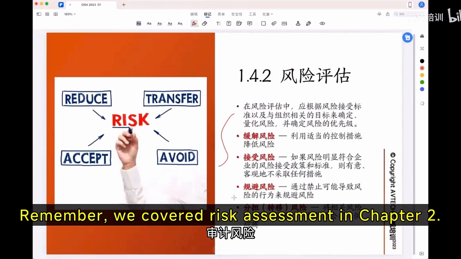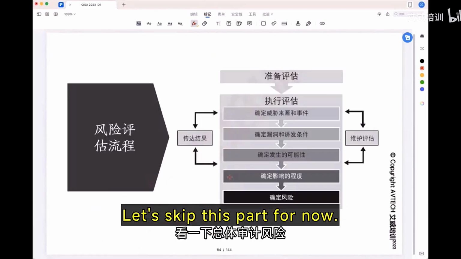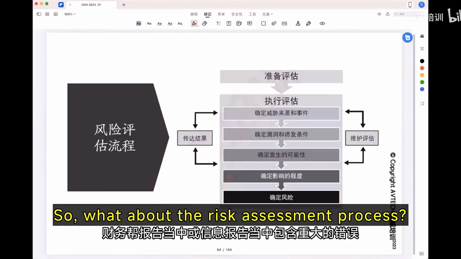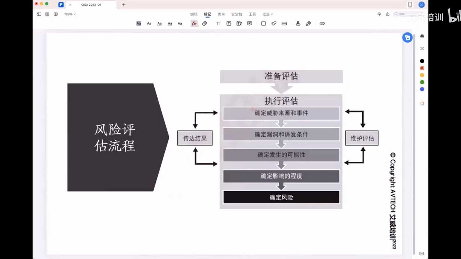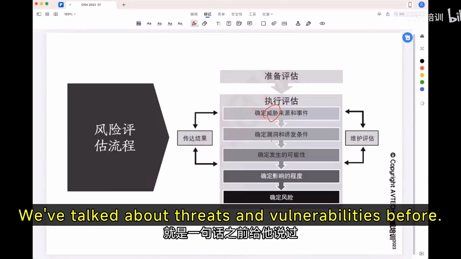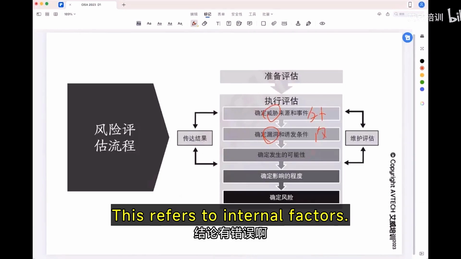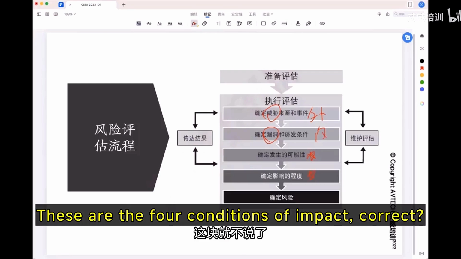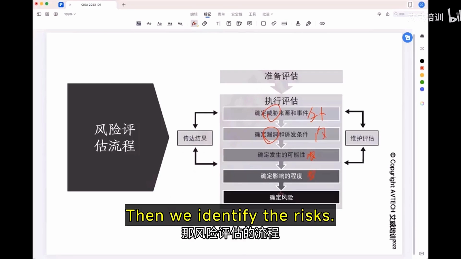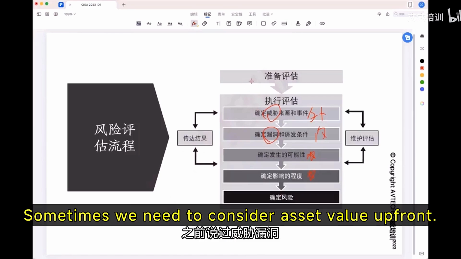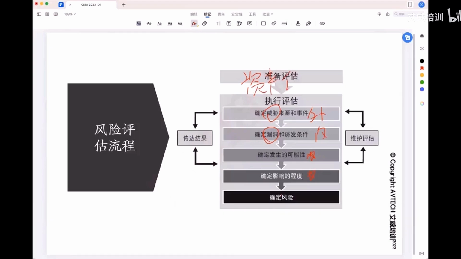Remember, we covered risk assessment in chapter 2. Let's skip this part for now. So what about the risk assessment process? We've talked about threats and vulnerabilities before. These are external factors. This refers to internal factors. Next, we have probability. These are the 4 conditions of impact, correct? Then we identify the risk. Sometimes we need to consider asset value upfront. The value, that is, alright.